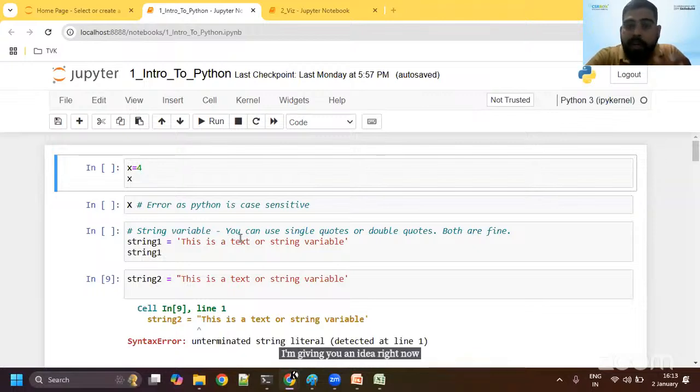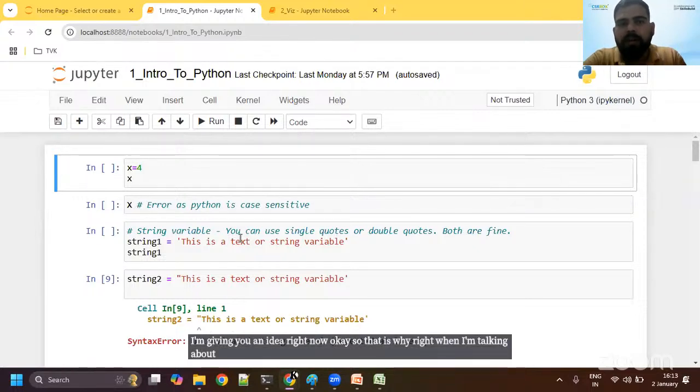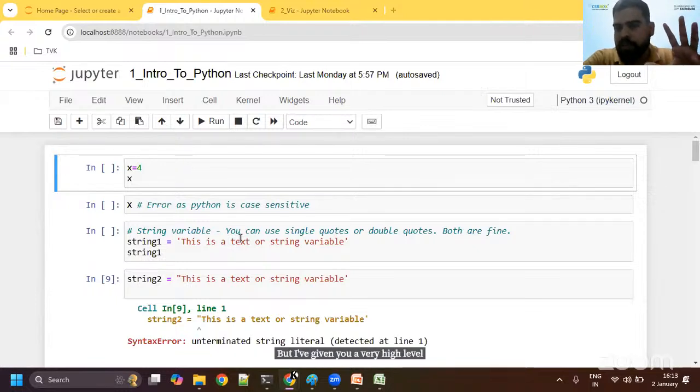Okay, so that is why, when I'm talking about certain technical terms like object, class, function, methods and all, these are very deep topics. Okay, you have a lot of things to discuss in that to know it better, but I've given you a very high level view of what it is.